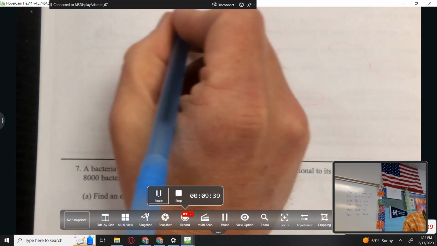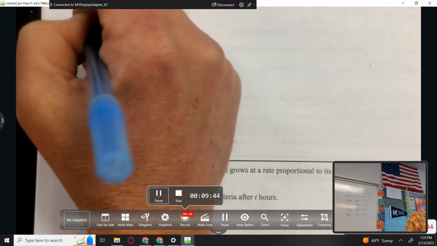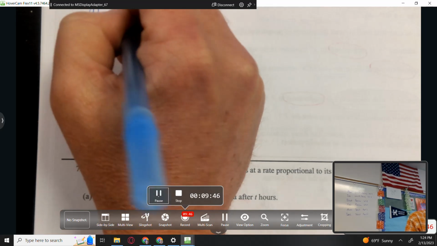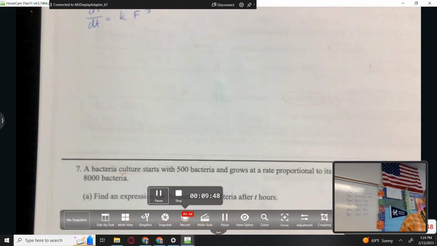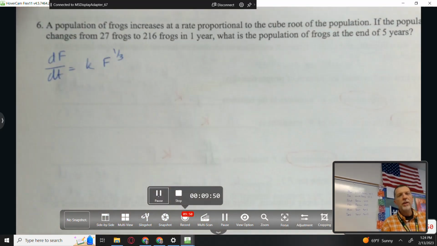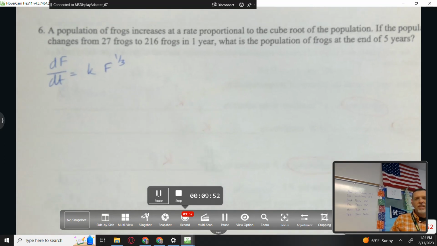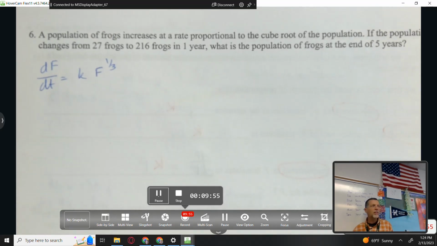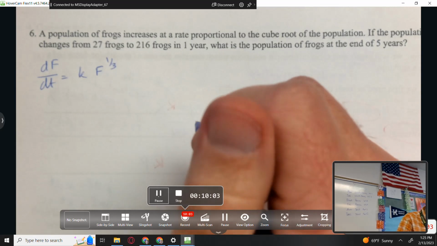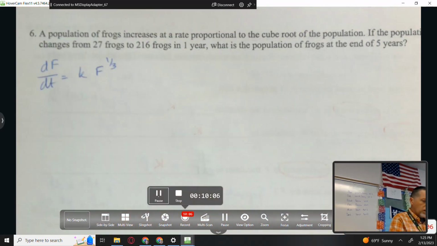A population of frogs increases at a rate proportional to the cube root. I'm going to write it as f to the 1/3. That way when it comes time to integrate, I don't integrate roots, I integrate powers. If the population changes from 27 frogs to 216 frogs in 1 year, what is the population of frogs at the end of 5 years?